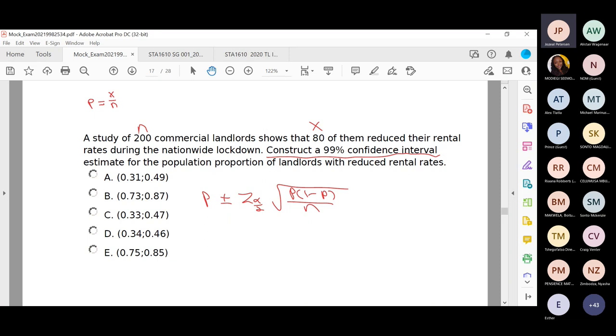So, what is your sample proportion? 0.4, which is 80 divided by 200, equal to 0.4. We're not done. We also need to find the critical value, so we go to the Z table, Z of alpha divided by 2. Now, what is our alpha value for a 99% confidence level? Alpha is 0.01, divided by 2, which is 0.005. That will be 0.0, two zeros after the decimal, then one.